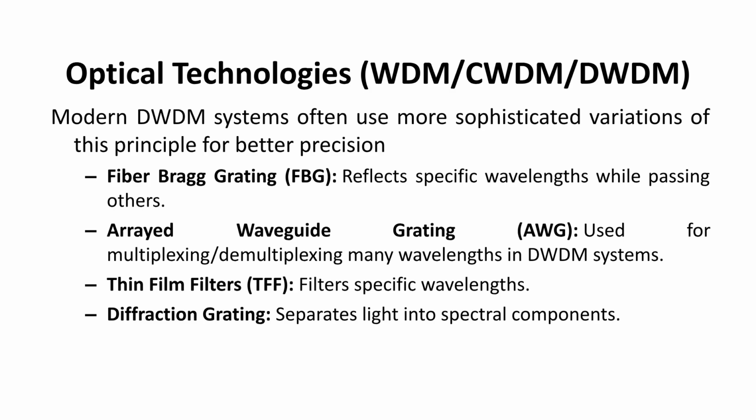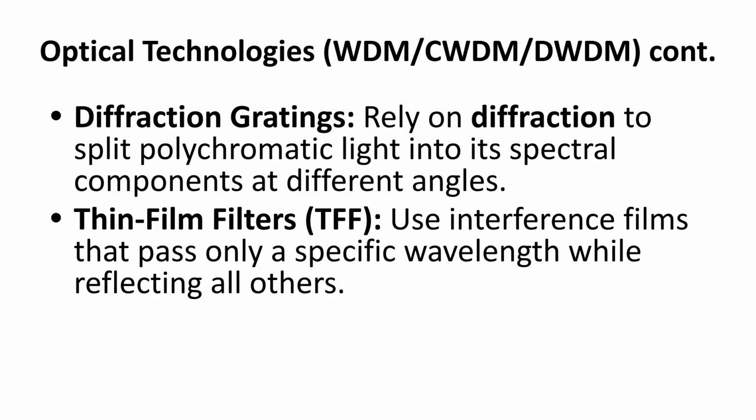Modern DWDM systems use sophisticated optical technologies for enhanced precision. This includes fiber Bragg gratings, which reflect specific wavelengths, and arrayed waveguide gratings, which are used for high-channel multiplexing and demultiplexing. Thin film filters, TFF, filter specific wavelengths. Diffraction grating separates light into spectral components.